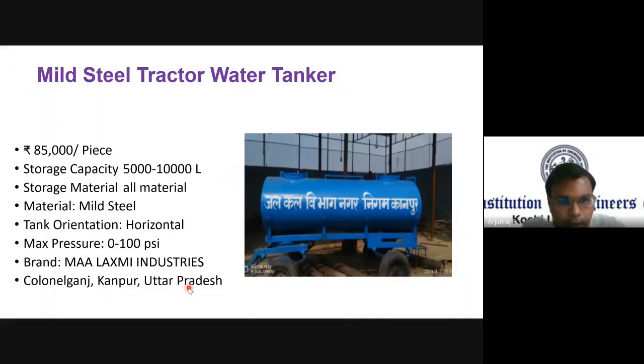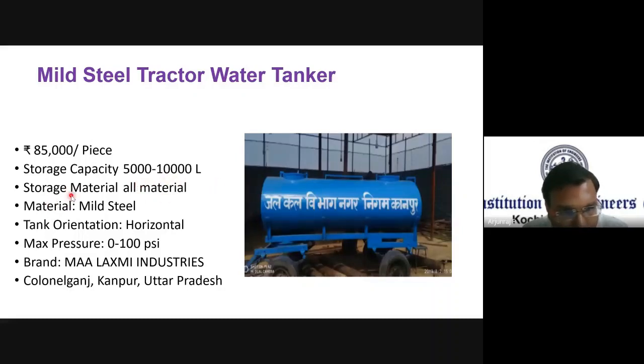You have the water tanker, which is made up of mild steel. It is a mild steel tractor tanker, and the company brand shown here is Mahalakshmi Industries, which is located in Kanpur in UP, in Pallanganj. And here the cost of this is going to be 85,000 per piece. The storage capacity of this water tanker is going to be between 5,000 to 10,000 liter.